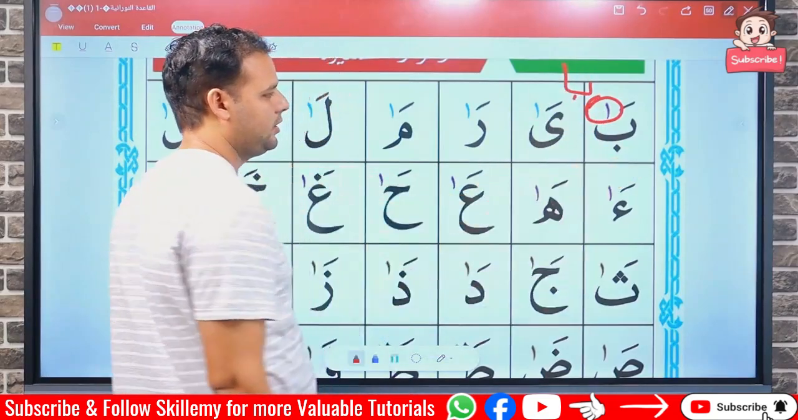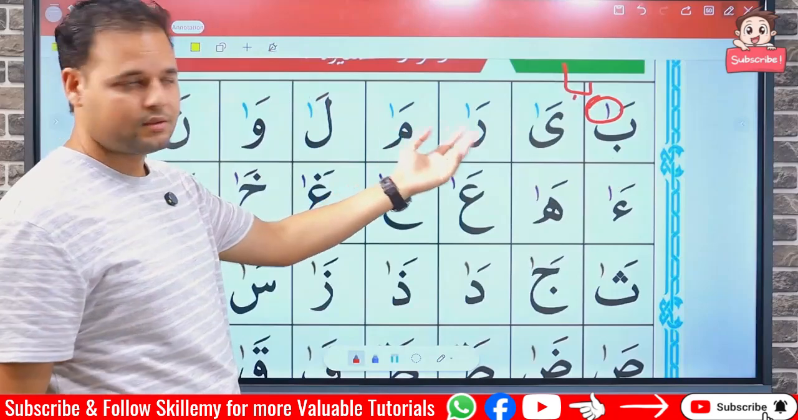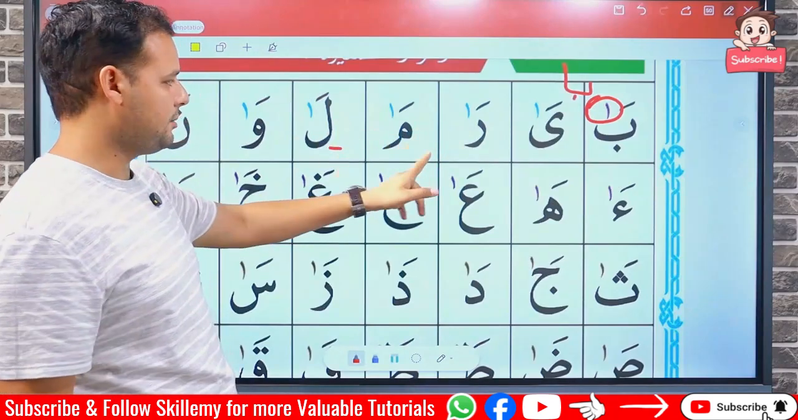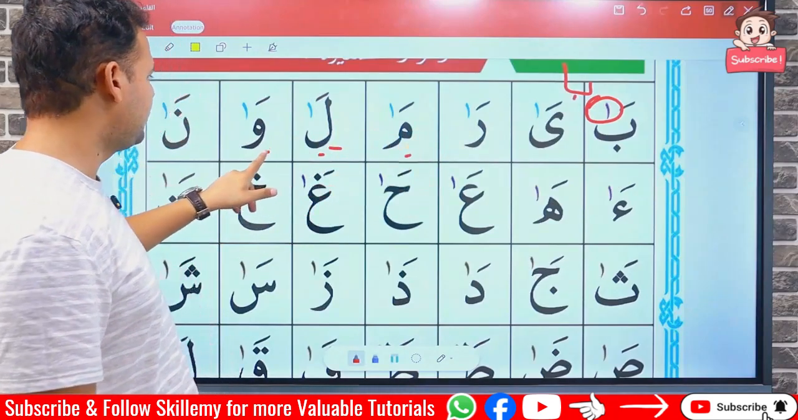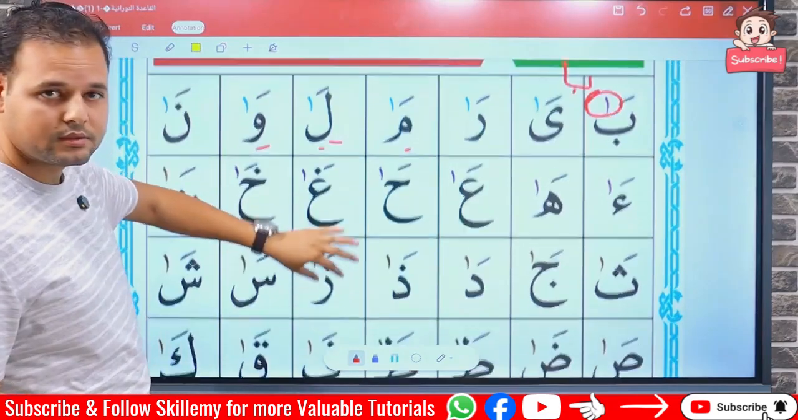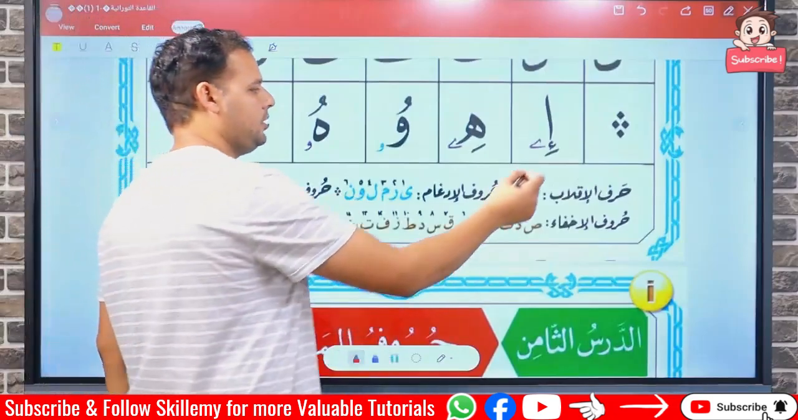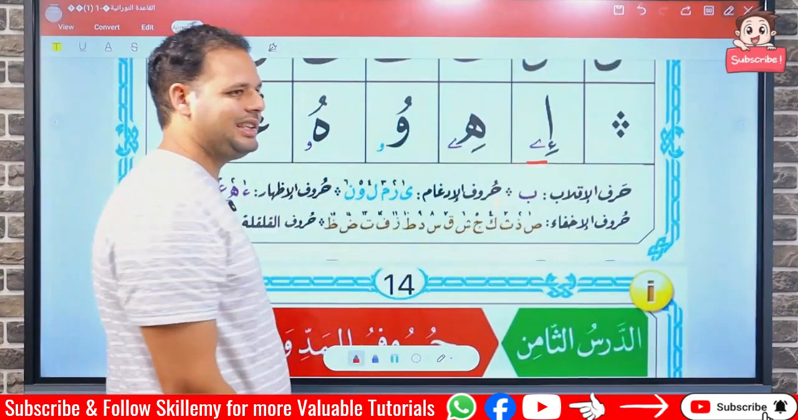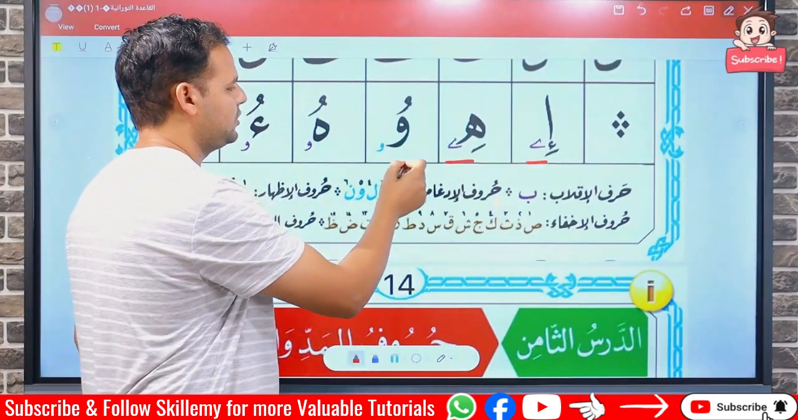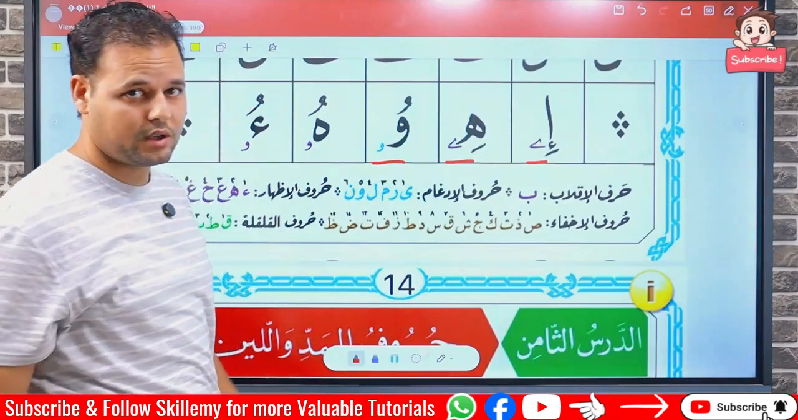Ba'a. Okay? Ya'a. Ra'a. If you're going to read, it's going to be ma, la, wa, na. Now, that's the small ya. It appears in the Quran. So it's going to be e, he, wu. And we also use it in Arabic, by the way.